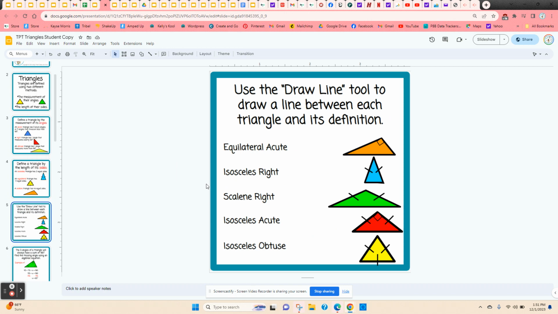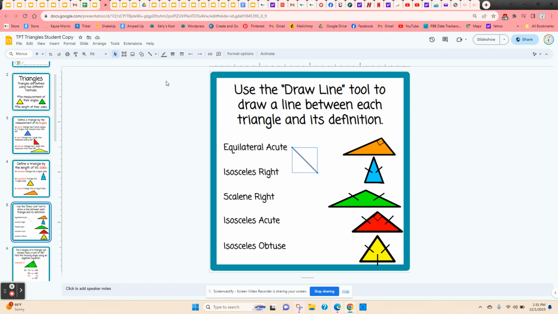They're going to use the line tool, and they're going to connect the type of triangle, classified by both the length of its sides and its angles, and they're going to connect it with a visual that matches. So they come up here to the line tool, click on line, they get a little plus sign. So wherever they want that line to start, they're just going to click on the plus sign, and they get a line here.